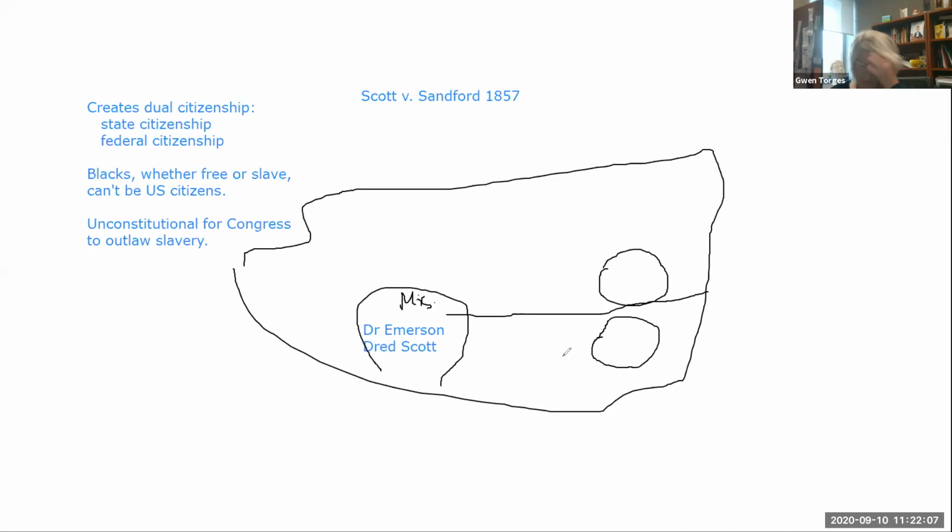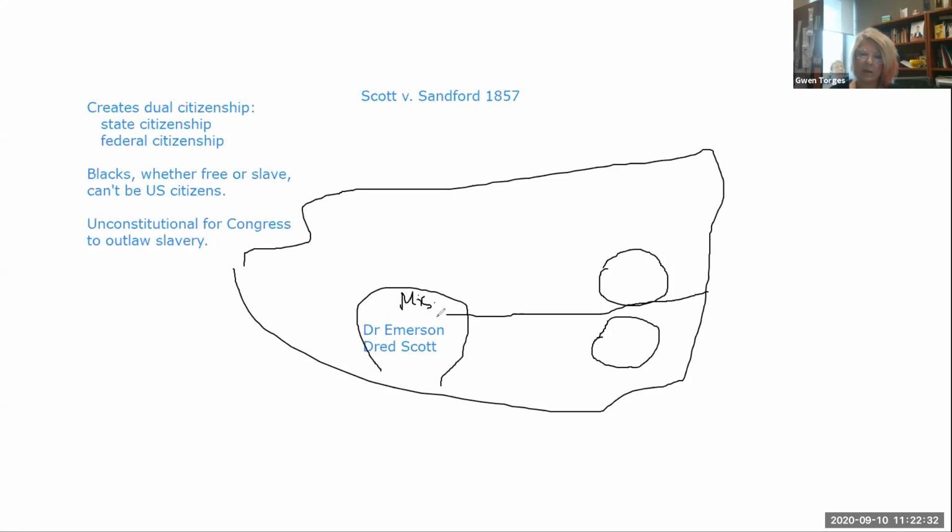And that's not the correct, that looks like Mississippi or something. But they lived in Missouri. Dr. Emerson was an Army surgeon. Dred Scott was his domestic slave, meaning he did things around the house. He ironed his clothes, that kind of thing, did all those personal things for him.